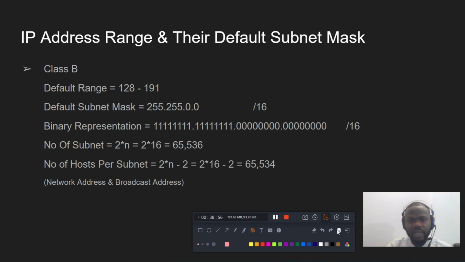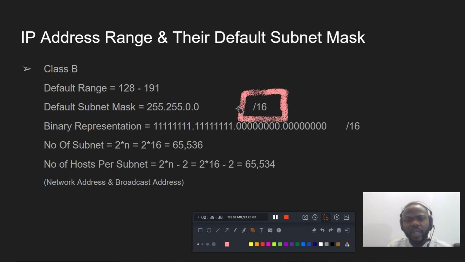Now that we understand that, we want to talk about the default subnet mask for a class B address. The default subnet mask for class B is 255.255.0.0, which is the same thing as 11111111.11111111.0.0, because with /16, always remember this: it means that you have 16 ones. Don't disturb yourself. Once you see this notation, it means that you have 16 ones.